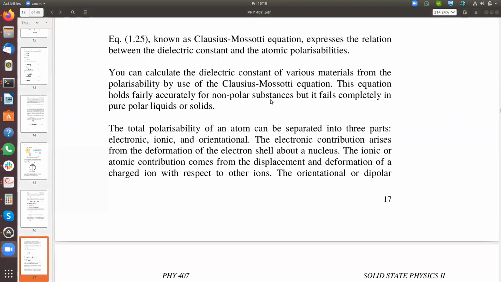Paul, can you mute your mic? Sound is coming from your side. Can you mute your mic?